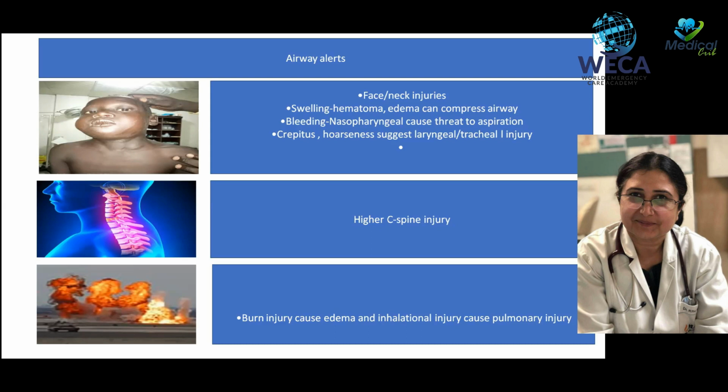If there is bleeding, nasopharyngeal bleeding, it can cause a threat of aspiration. If you have crepitus or hoarseness over the neck area, suspect tracheal or laryngeal injury. Higher spine injuries are a threat to the airway. If a patient has received burns or has met with an explosion near him, then he's a candidate. He may get edema, which leads to airway compromise. He may have inhalation injury, which causes pulmonary injuries.